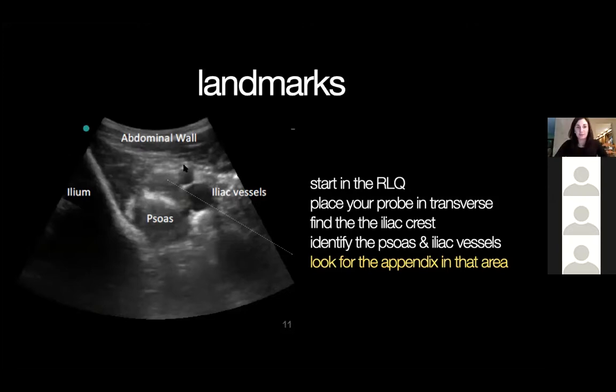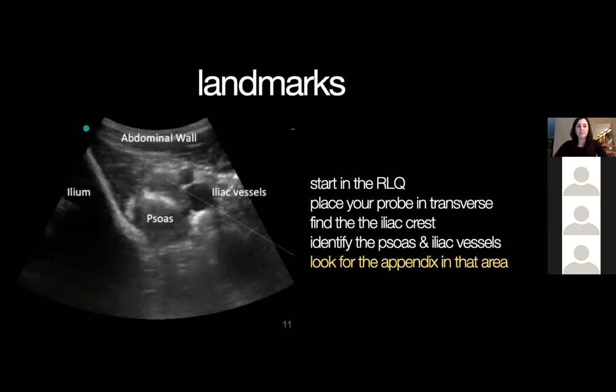Yes, so the appendix is actually going to be in that area. That's why, if you remember your medical school, we do the psoas sign and we do, you know, the leg crossed, and then you're trying to elicit pain on extension. That's because the appendix is supposed to lie right on that psoas. So in theory, when you contract that muscle, you're going to irritate the appendix and create that psoas sign. That makes all sense, right?